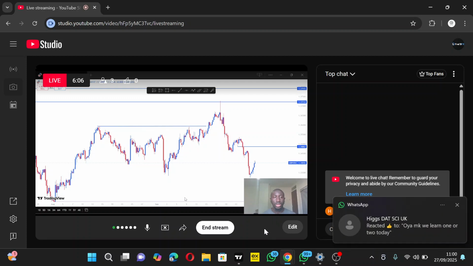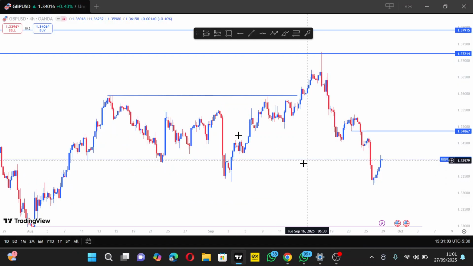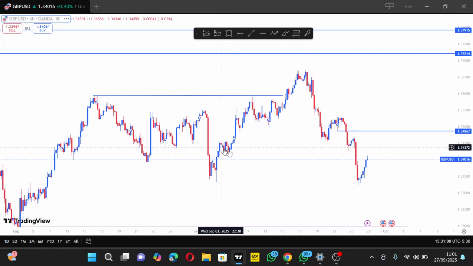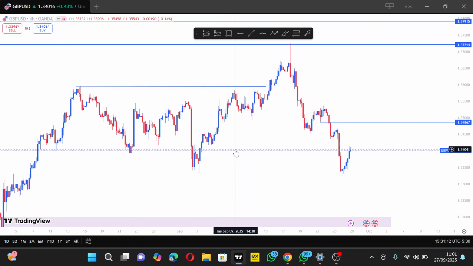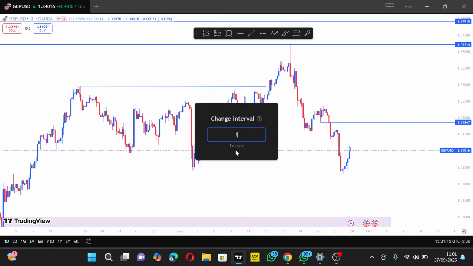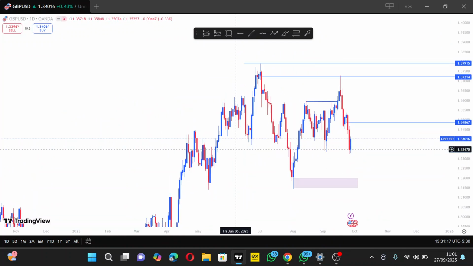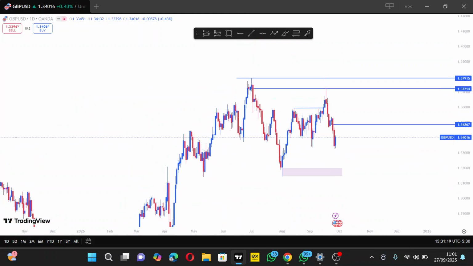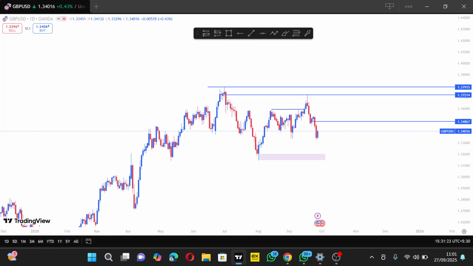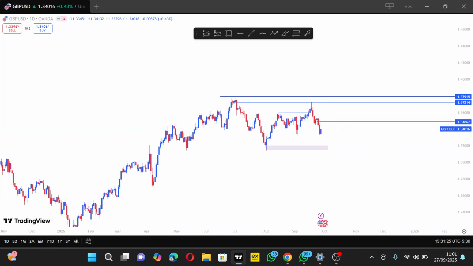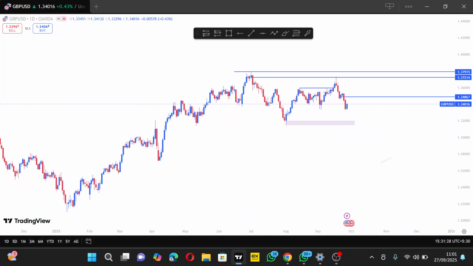As you can see on your screen, this is GBP USD, the 4 hours time frame. If you look at the structure, GBP USD has been in an uptrend. Let's go to daily time frame. See, it has been an uptrend, which means we are supposed to be going in for buys, but I don't want to trade buy for now. I want to sell GBP USD.